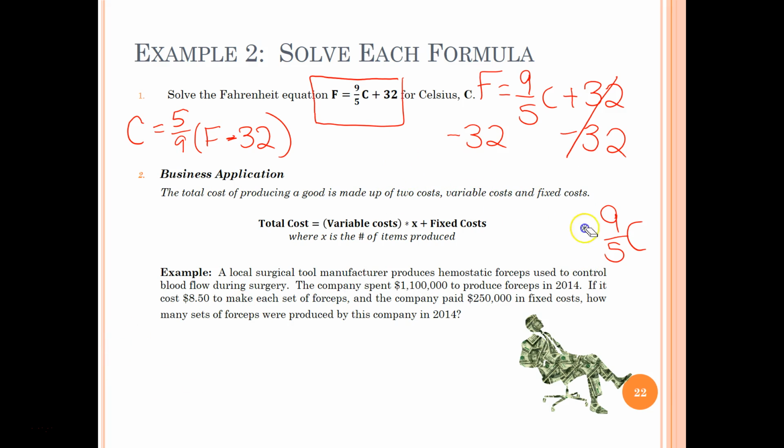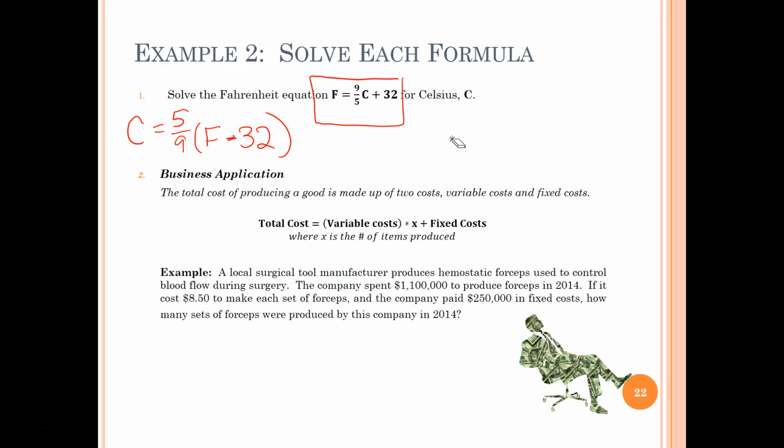And just a few more before you practice and before we hit the end of this algebra video. So here's a nice business application.